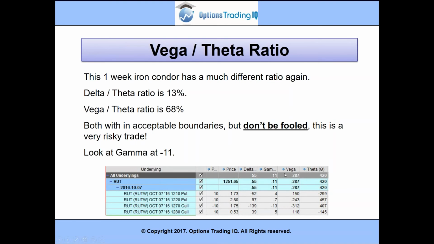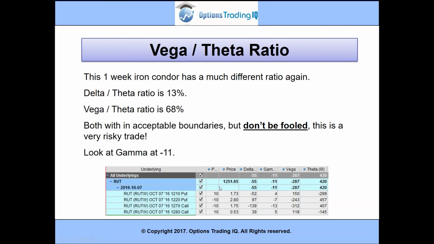But also look at that gamma, okay? -11. So that's what I'm talking about with gamma. Vega Theta ratio is 68%. So really low Delta Theta ratio, really low Vega Theta ratio. So they're within those boundaries that I talked about, but don't be fooled. This is a very risky trade. Look at gamma, -11. Okay, you've got a huge amount of risk in this trade.